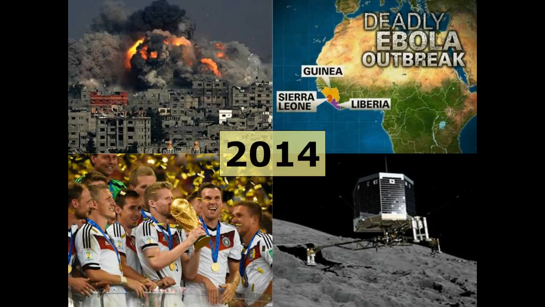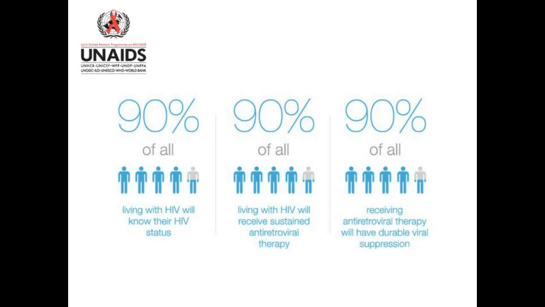And then we immediately go to 2014, the year of the Gaza war, where more than 2,000 Palestinians, including 500 children, were killed. The year of Ebola in West Africa, with more than 11,000 people getting killed. The year that Germany won the World Cup soccer in Brazil, and the first time that a space probe, Philae, on the Rosetta project, landed on Comet 67P.